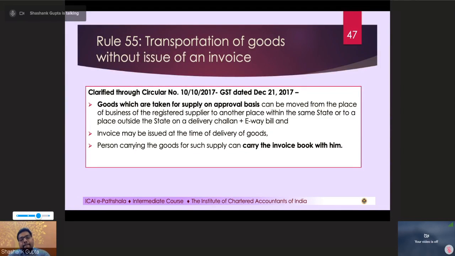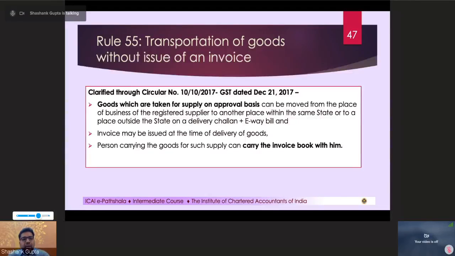Now, can Mother Dairy, Amul, Britannia issue a tax invoice at the time when the tempo is moving out? No, because maybe half a tempo may come back, nothing may come back, or the entire tempo may come back. They don't know. So here, this clarification helps us.